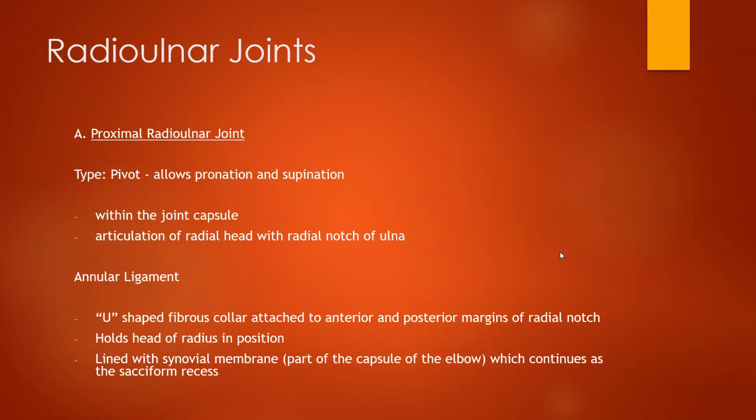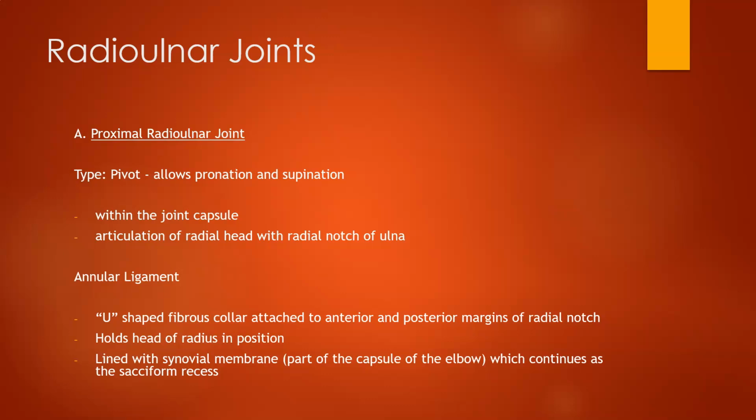So let's do the proximal radioulnar joint first. This is the one up by the elbow. Of course, this is a pivot joint, which allows pronation and supination, and it's within the joint capsule. And this is the articulation of the radial head with the radial notch of the ulna. Now, we have to remember that the distal surface of the head of the radius is also concave to articulate, of course, with the capitulum. So we have to remember that's happening at the same time as this proximal radioulnar joint occurring. So this is the radial head with the radial notch of the ulna.